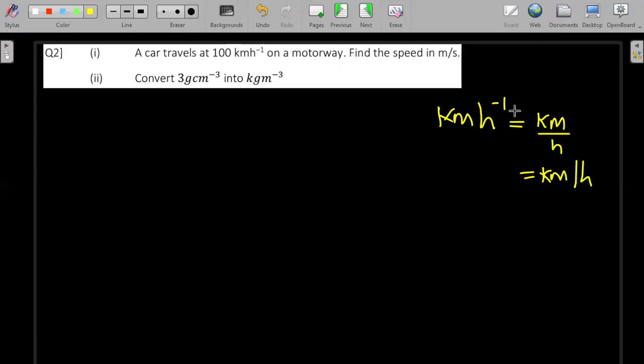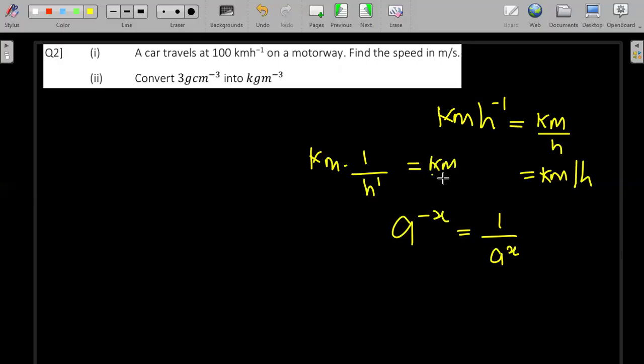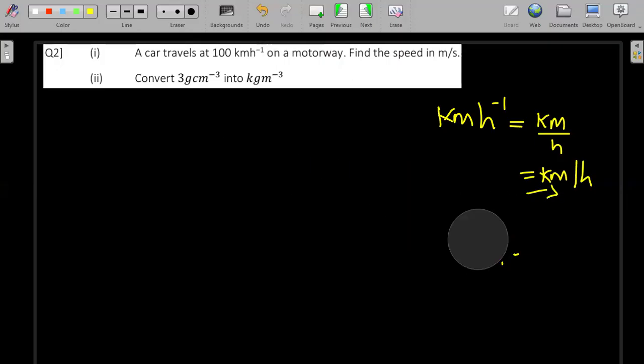Because we know that if a number is raised to a negative, for example, a raised to the power minus x, this is the same as 1 over a to the power positive x. So this is what I did to this guy here, and then I multiply with a kilometer. So it is a kilometer, and then this one has power minus 1, so it is 1 over h to the power positive 1. So I multiply, I get kilometers over h, and this is the same as kilometers per hour.